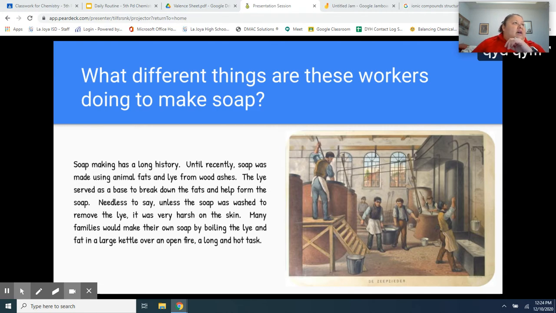So you always have to remember, why are we talking about soap? Because soap itself is a base. I just mentioned that the lye that creates soap is a hydroxide. And hydroxide is one of those polyatomics that tells you that you're working with a base.